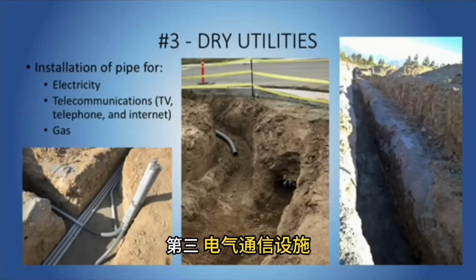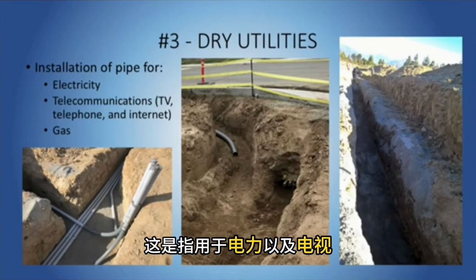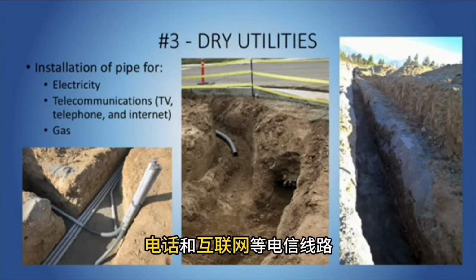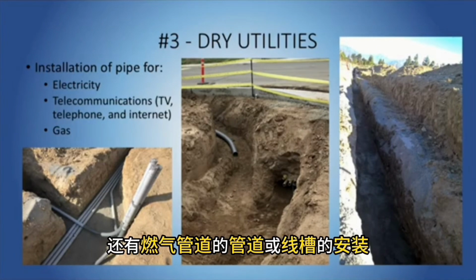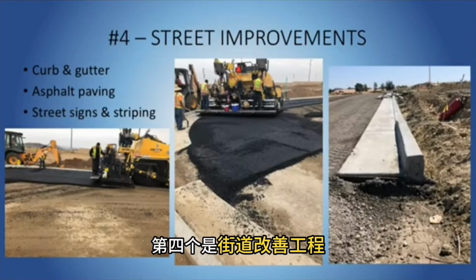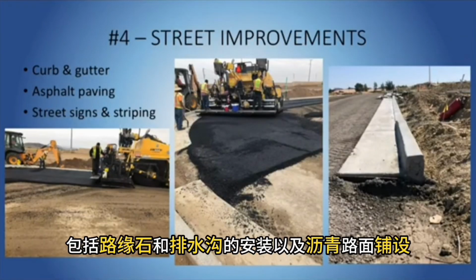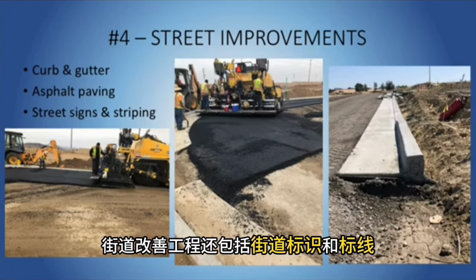Number 3, dry utilities. That's your installation of conduit or pipe for the electricity, as well as telecommunications such as TV, telephone, and internet, and gas. Number 4 is street improvements, your curb and gutter installation, as well as asphalt paving. Street improvements also includes your street signage and your striping.